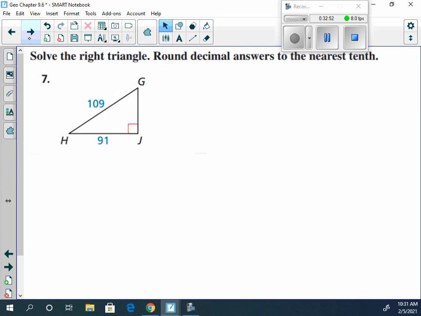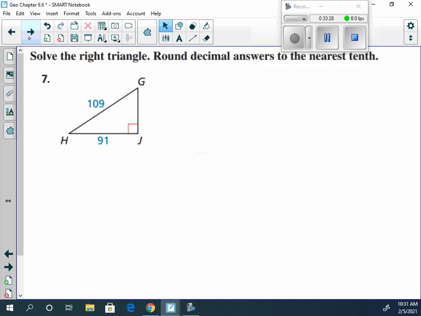Well, they changed it a little bit on us, didn't they? Because what's different about this one? Right, we're given the hypotenuse, yes? So we're solving for one of the side lengths and then finding the angles. Can I find the angles and then find the side lengths? I could, but that would restrict me on what I use, yes?